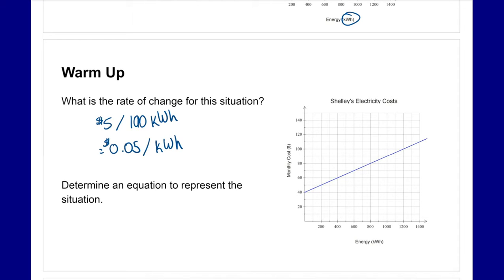So what would an equation be that represents this situation? Well, if we remember, the equation of a line should be y equals mx plus b, m being my multiplier, my rate of change. So my equation would actually be y equals 0.05x plus an initial value of 40, because that's where we're starting. And we will look at those situations in depth a bit more.